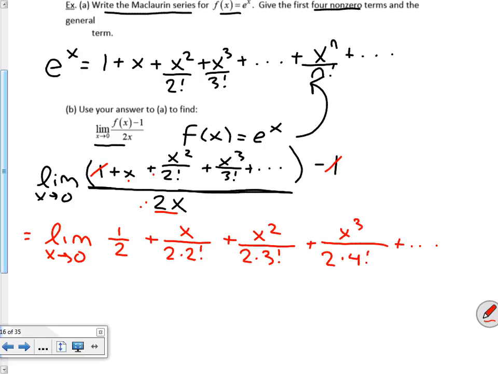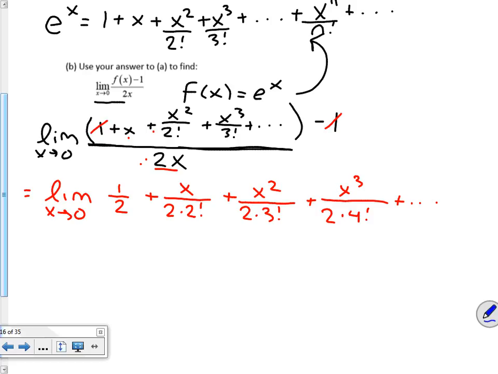Now when I evaluate the limit by plugging in x equals 0, all of these terms and all of the other terms will go to 0, and I will be left with just 1/2. And that's my final answer.